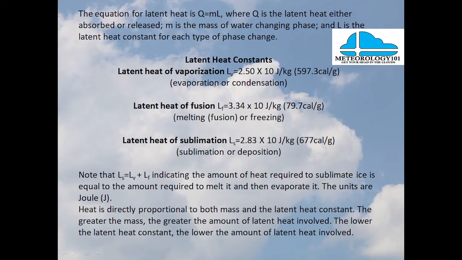That is, the latent heat of sublimation equals the latent heat of vaporization plus the latent heat of fusion. So indicating that the amount of heat required to sublimate ice is equal to the amount required to melt it and then evaporate it. The units are joules, and heat is directly proportional to both mass and the latent heat constant. The greater the mass, the greater the amount of latent heat involved. The lower the latent heat constant, the lower the amount of latent heat involved.